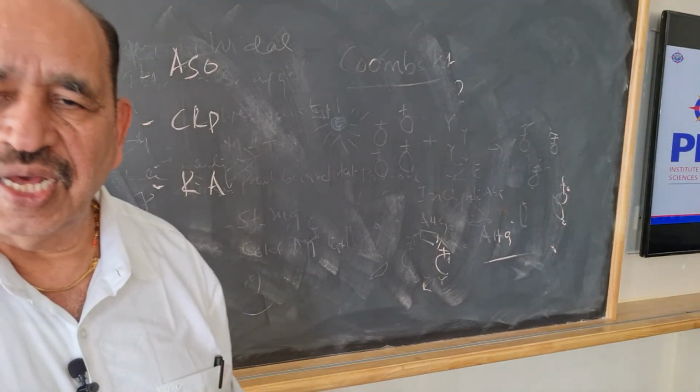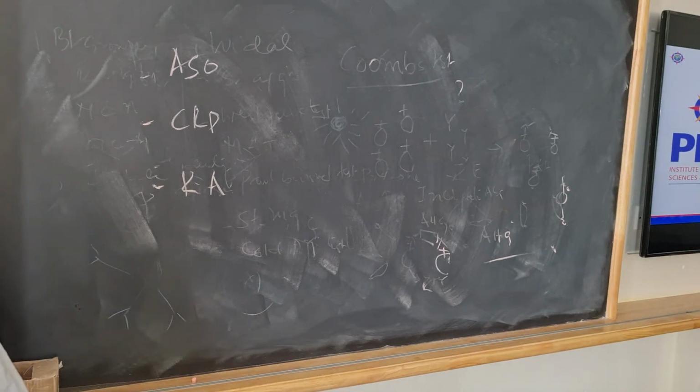ASO, CRP and RA. ASO stands for anti-streptolysin O. Streptococci is a gram-positive cocci arranged in chain. Why is it arranged in chain? Because it divides in a single plane and daughter cells fail to separate out from the mother cell. That's why it is arranged in chain.